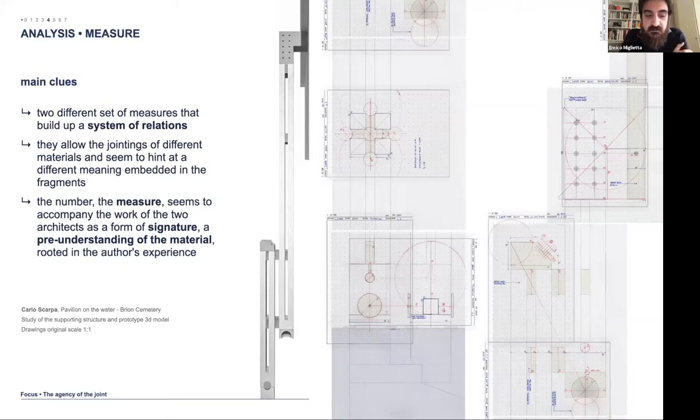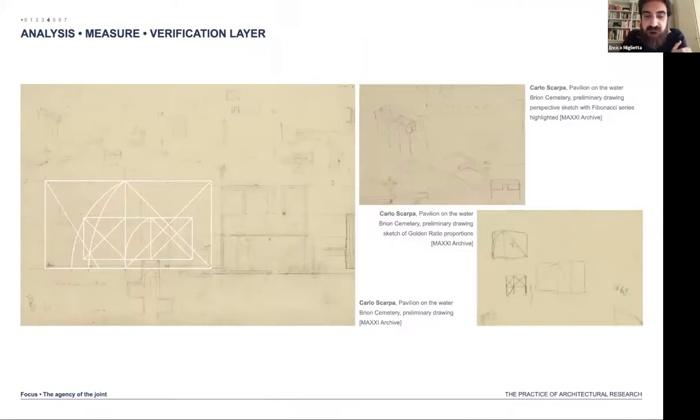In both works, we can find two different sets of measures that build up a system of relations, allowing the jointing of different materials and also hinting at different meanings embedded in the fragment. This phase, of course, has to pass through a layer of verification of the hypothesis that will look up to the original drawings to find the confirmation of the supposition.